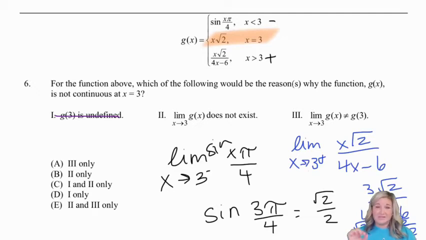So this one does exist, because as you approach 3 from the left and 3 from the right, those limits are equal. So that one's not true. Then the limit as x approaches 3 is not equal to g of 3, which is going to be 3 square root of 2. And as x approaches 3, it is square root of 2 over 2. So that one is true. So that'd be 3 only, which is A.